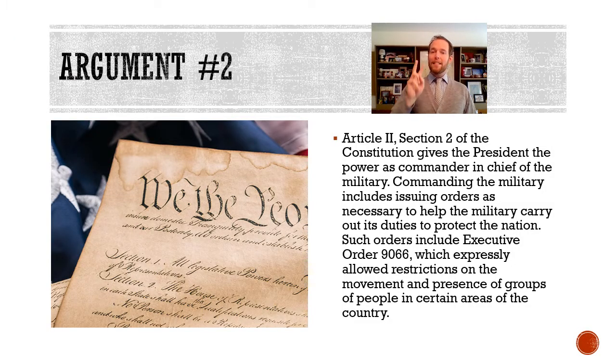Article 2, Section 2 of the Constitution of the United States gives the President the power as Commander-in-Chief of the military. Commanding the military includes issuing orders as necessary to help the military carry out its duties in order to protect the nation. Such orders include Executive Order 9066, which expressly allowed restrictions on the movement and presence of groups of people in certain areas of the country.